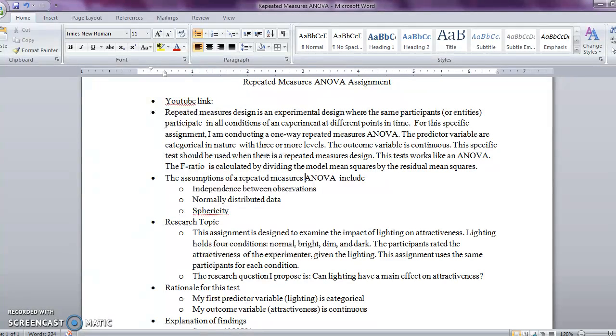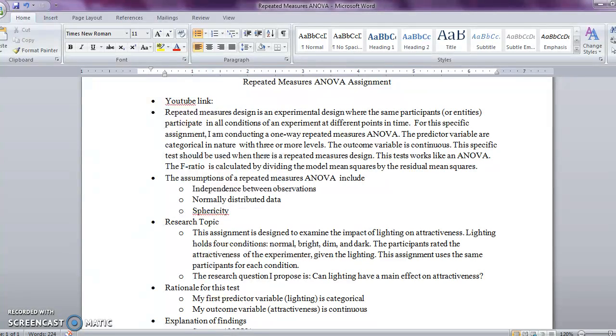As far as assumptions go, it's essentially the same as in ANOVA: normally distributed data and independence between observations. But the main difference is sphericity, and you can say it's similar to homogeneity of variance. Sphericity is a general condition compared to compound symmetry. It's less restrictive than compound symmetry.